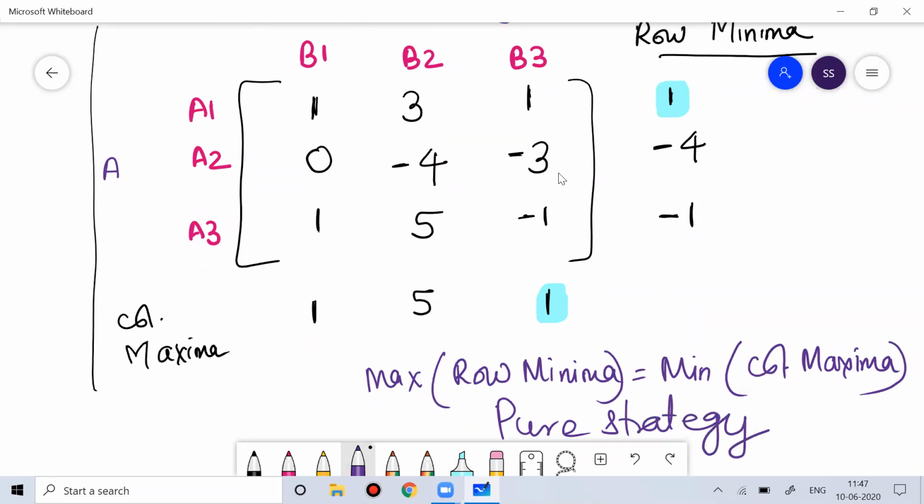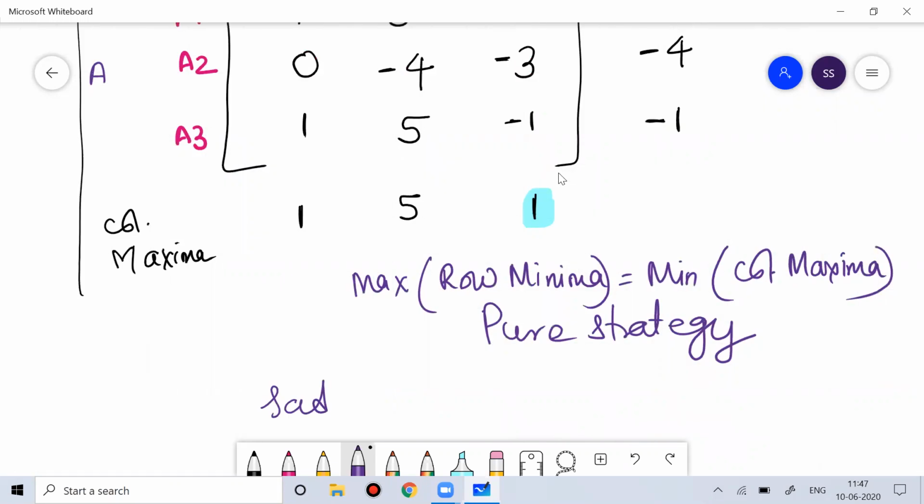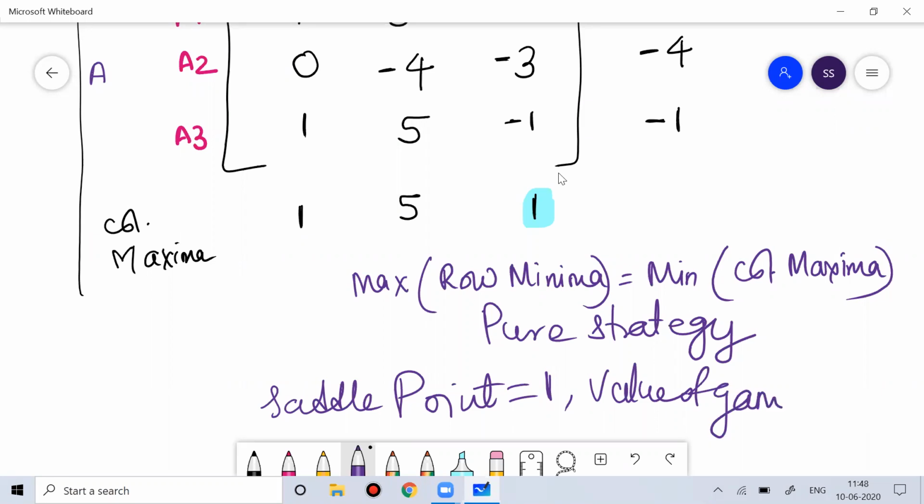And the output you'll get is called the saddle point. Just remember that term. Your saddle point is 1, and that is equal to the value of the game. So this is what we do.